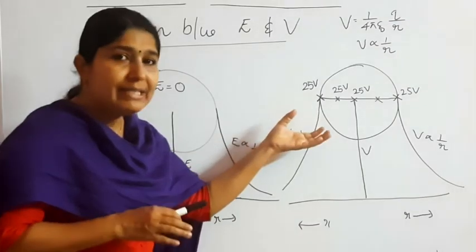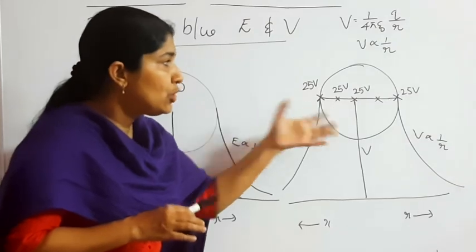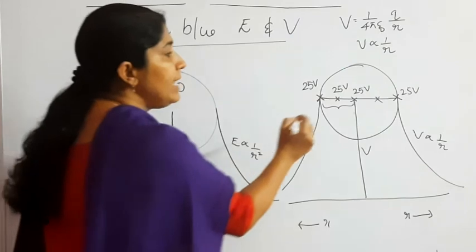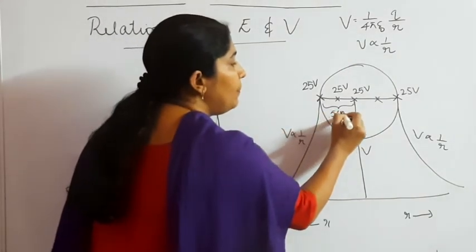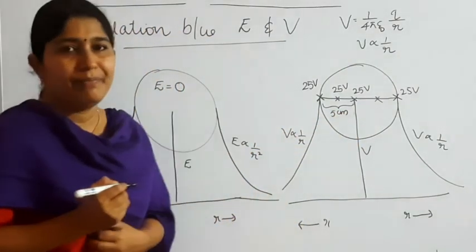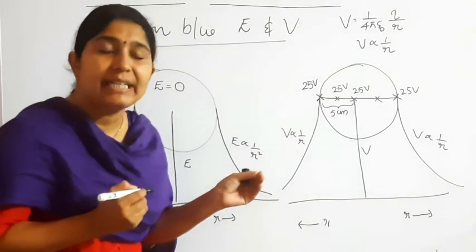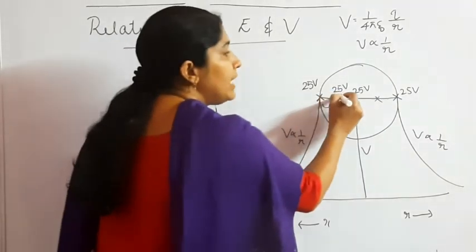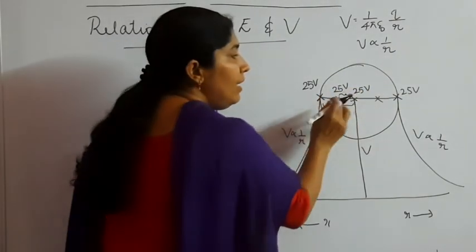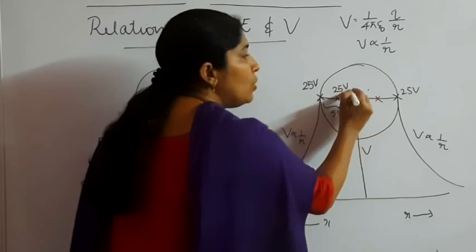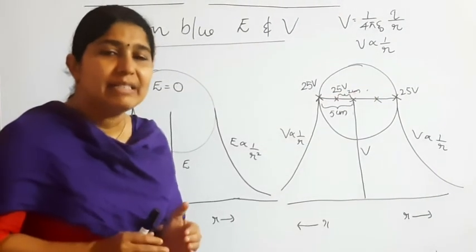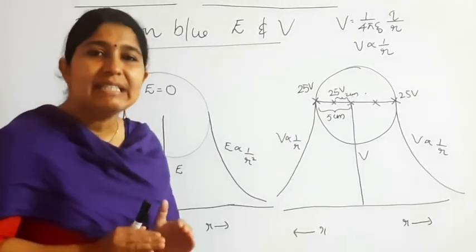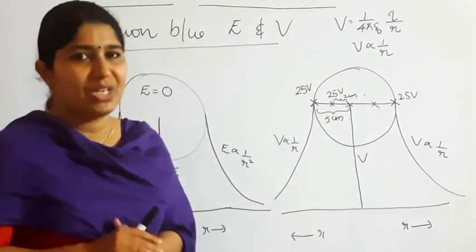In your exam, a question that arises from this topic is: the potential on the surface of a shell having radius equal to 5 centimeter is 25 volt. Then what about the potential at a distance 2 centimeter from the center? The point 2 centimeter from the center also has the same potential, equal to 25 volt. The reason is that the potential inside the shell remains constant.